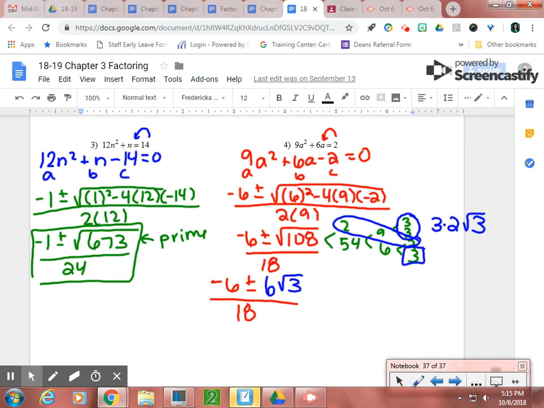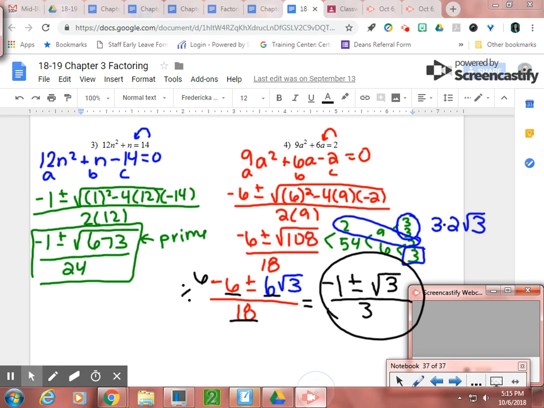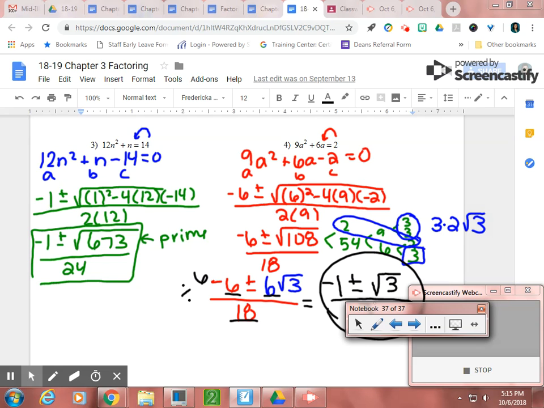The last thing that I can do is look at my outside numbers and say these all divide by 6. If you divide those by 6, I get negative 1 plus or minus 1 root 3. Well, 1 root 3 is just the square root of 3. And then 18 divided by 6 is 3. So then that is your final answer. And that's the quadratic formula, which you can use 100% of the time always, even if it's factorable. It is going to give you an answer 100% of the time.